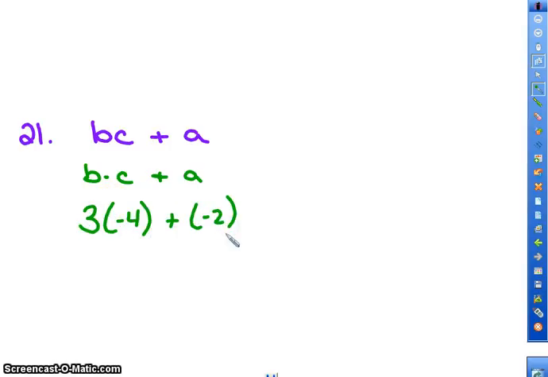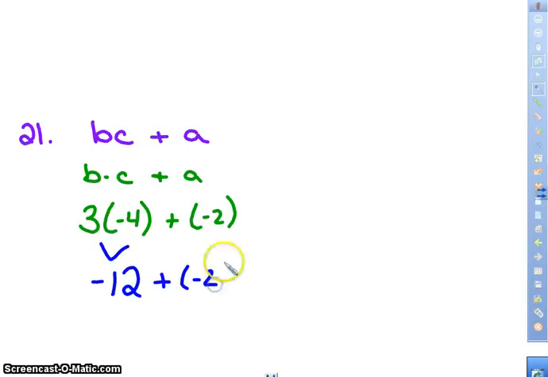Now this is order of operations, guys. So even though they're integers, we still follow the order of operations. So I have multiplication and addition, and according to the order of operations, we do multiplication first. So 3 times -4, I have a positive times a negative, so it's going to be negative, and 3 times 4 is 12. Bring down my plus -2.